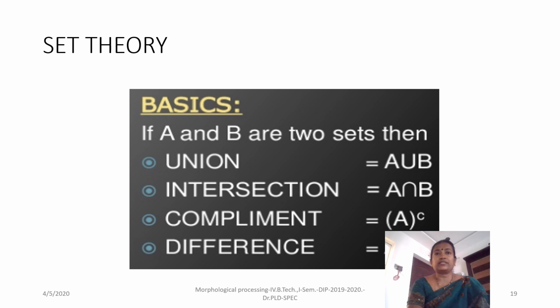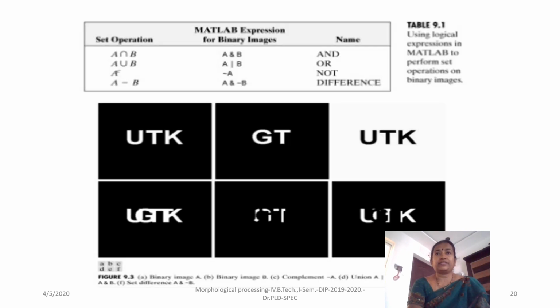So A and B are two sets, then union A union B, intersection A intersection B, complement A C, and difference A minus B. Here are represented the difference and OR, NOT operations. These are the different examples. This one, the foreground is the white letters UTK, and the background is black. This one also has a black background and foreground GTs. And if you consider this one, what is the operation? This is the complement of this, that's the reason this appears black and the total background appears white. This is a complement of this image.